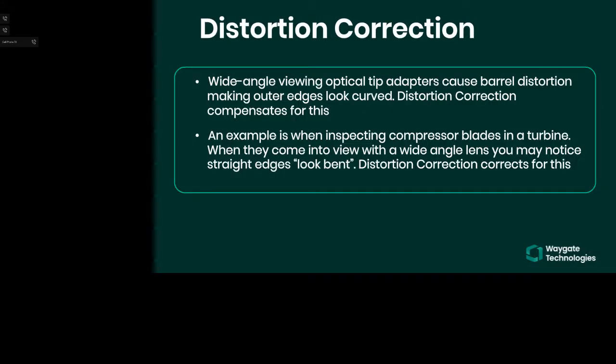Distortion correction, we've had that for a while on the flame-colored handsets, and it's really helpful. People that aren't familiar with what it looks like inside of a turbine and a blade comes in view on the right-hand side or the left-hand side, you'll see curvature. They look bent, and distortion correction corrects for that.